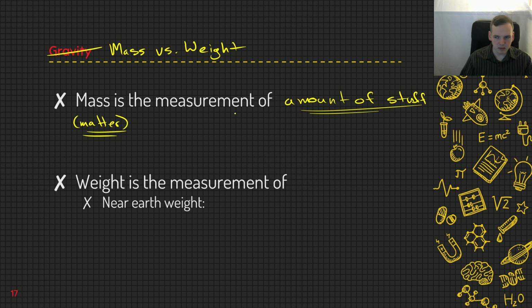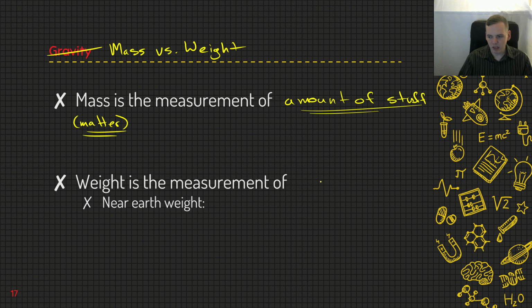So if you've got a pile of sand and then a twice as big pile of sand, the twice as big pile of sand has twice the mass, assuming they're the same type of sand, same density, and so on. But generally speaking, bigger objects tend to have bigger masses. If there's more stuff there, there's more mass there.